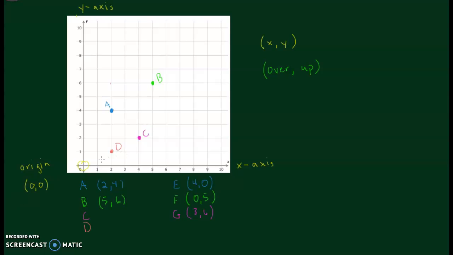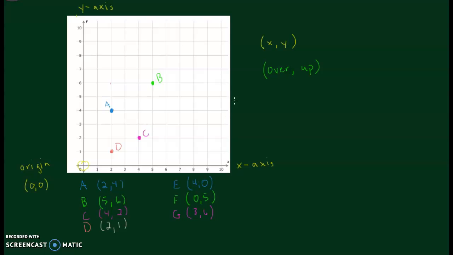For C, start at the origin, we're going to go over 4. So on the x-axis, we're going to go 4 away from the origin. And for the y-axis, we're going to go up 2 from the x-axis. So the coordinates for C are 4, 2. And for D from the origin, we're going to go over 2 and up 1. So the coordinates are 2, 1. I grabbed the wrong color there. That's all right. Now we're going to plot some points on the number line.